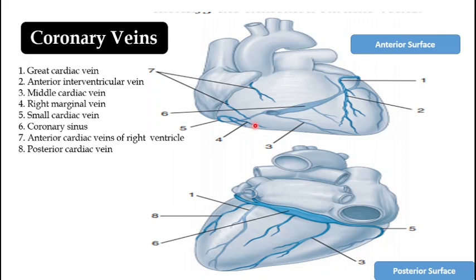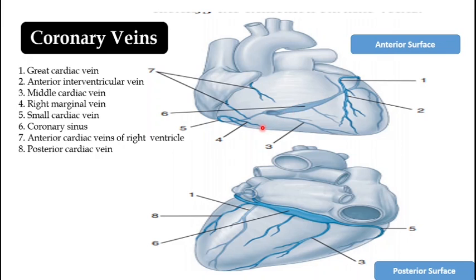Also, we can see that this is the right marginal vein. So in some people, the right marginal vein becomes a part of the small cardiac vein, and in some people the right marginal vein does not become part of the small cardiac vein. So in people in which the right marginal vein becomes part of the small cardiac vein, the deoxygenated blood from the right marginal vein goes into the small cardiac vein, and from the small cardiac vein into the coronary sinus, and from the coronary sinus into the right atrium.